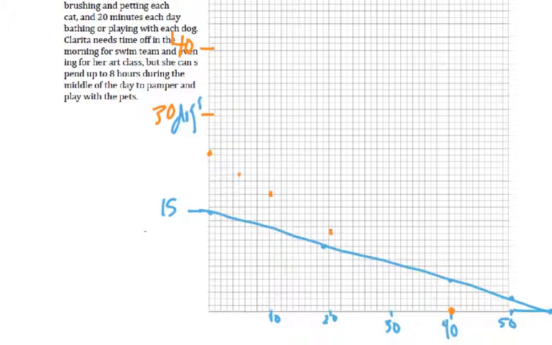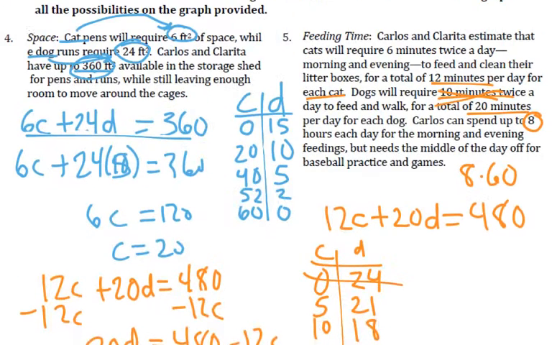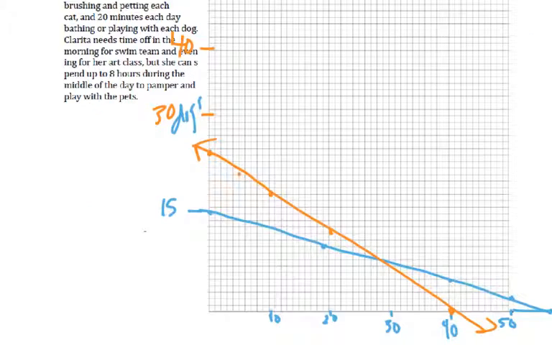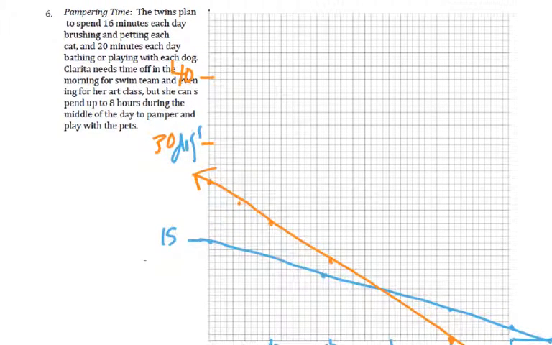Should be right there. So there's that line representing feeding time, whereas the blue was space. So one more. Okay. Pampering time.